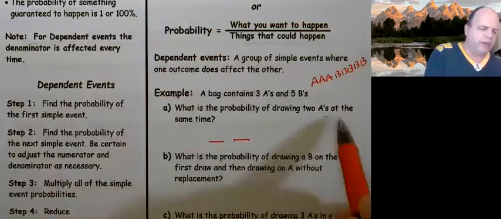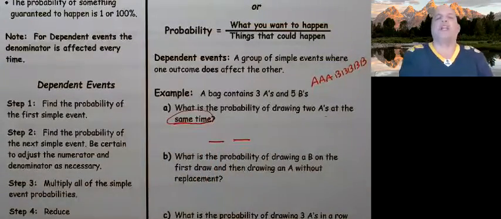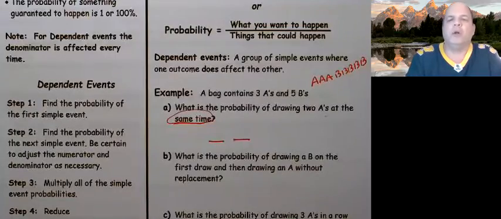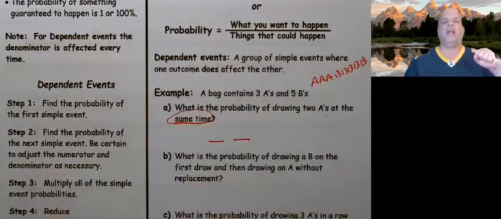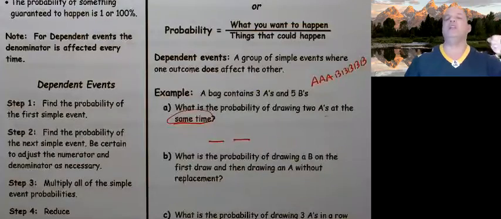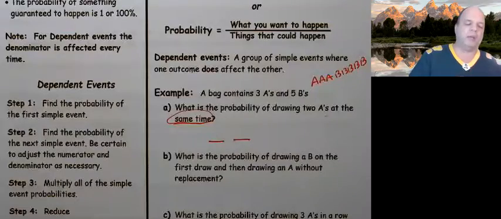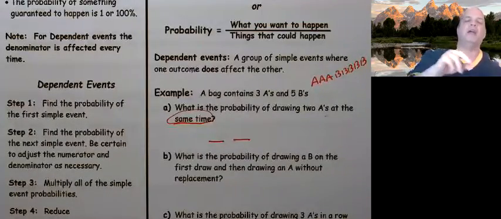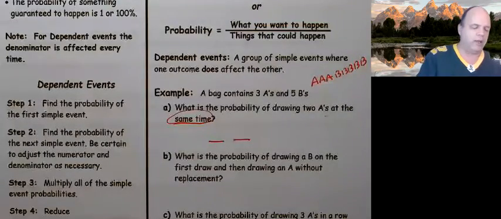Now, this thing at the same time, that's tricky. We really don't want to picture it that way. What we want to picture is we drew an A and then we did not replace it, so we didn't put it back, and we drew a second. So again, at the same time means we drew an A, we didn't put it back, and then we drew another A. So what's the probability of drawing that?